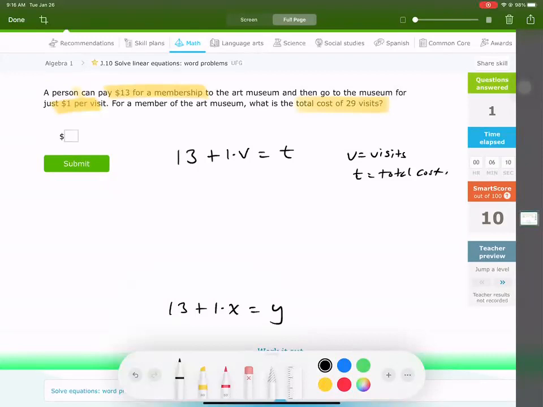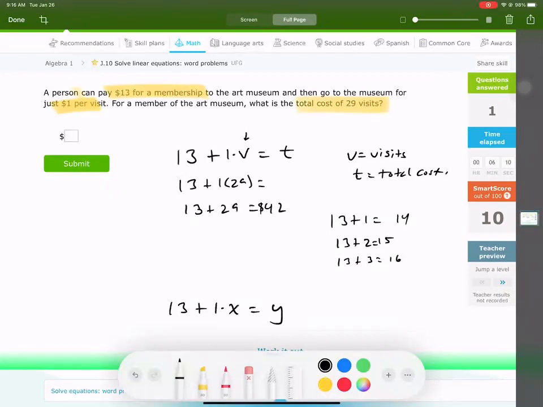Of course, again, we could have done this one visit at a time, because it's $13 plus one visit for my first visit. We can do $13 plus my second visit, plus two visits, $13 plus three visits, and we can go all the way down till we hit 29 visits. But again, with this variable idea, us being able to plug it in, 13 plus 1 times 29. This is 13 plus 29, adding up to $42. And that's the total, right? T for total.